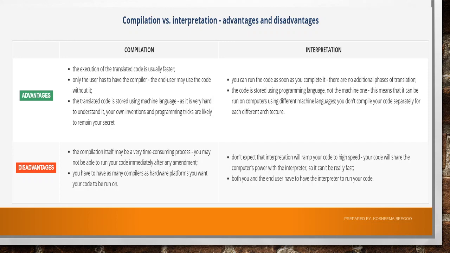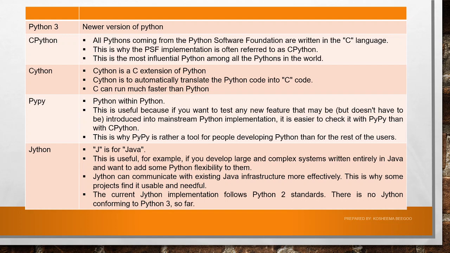Okay, you can go through it. Now we have Python 3, the new version of Python. This is the Python that we're going to use all through our explanation. For today, we are going to explain the different types of Python that exist. All right? So we have CPython.